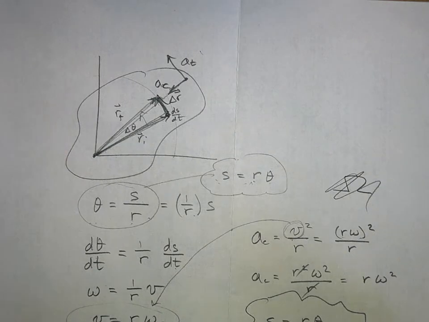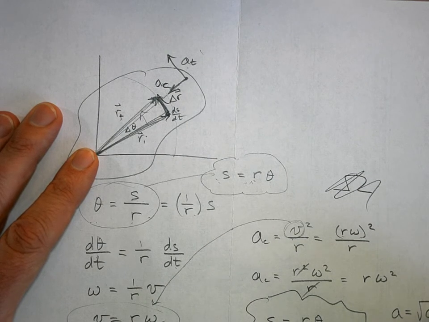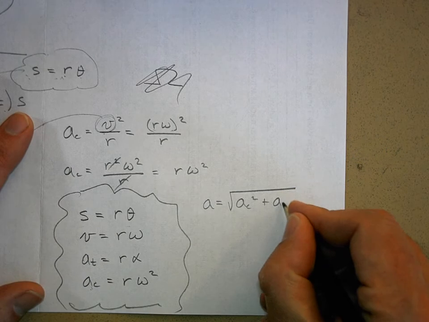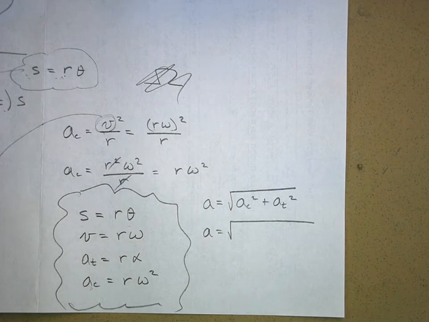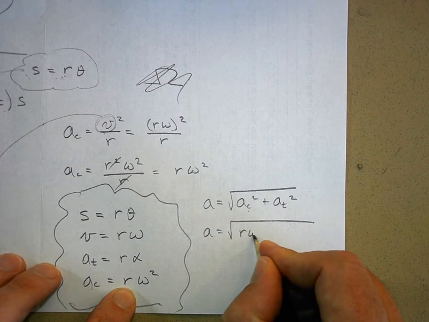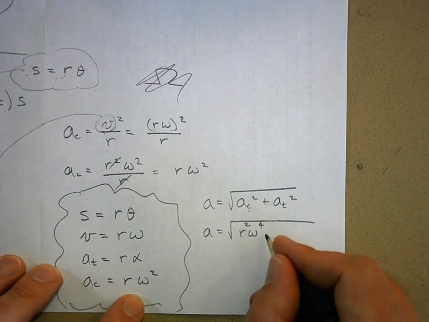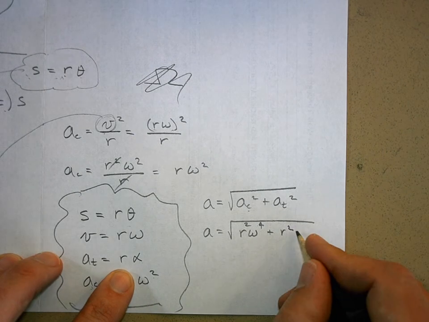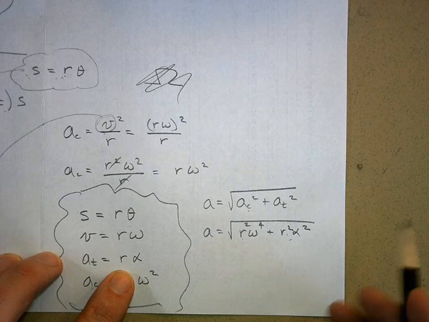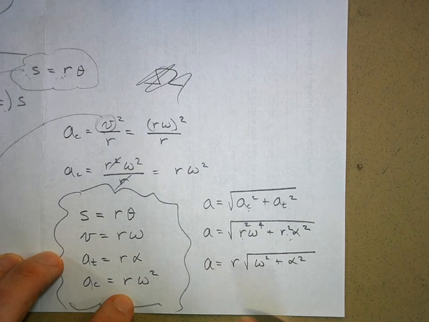It's just this squared plus this squared. So the overall acceleration is equal to the square root of the centripetal acceleration squared plus the tangential acceleration squared. In terms of the rotational quantities, a sub c is r omega squared, but we're squaring this, so this is r squared omega to the fourth power, plus the tangential acceleration, which is r squared alpha squared. Now notice I have an r squared in both terms, so I can factor it out and take the square root of it, and so you get the acceleration is equal to r times the square root of omega to the fourth plus alpha squared.